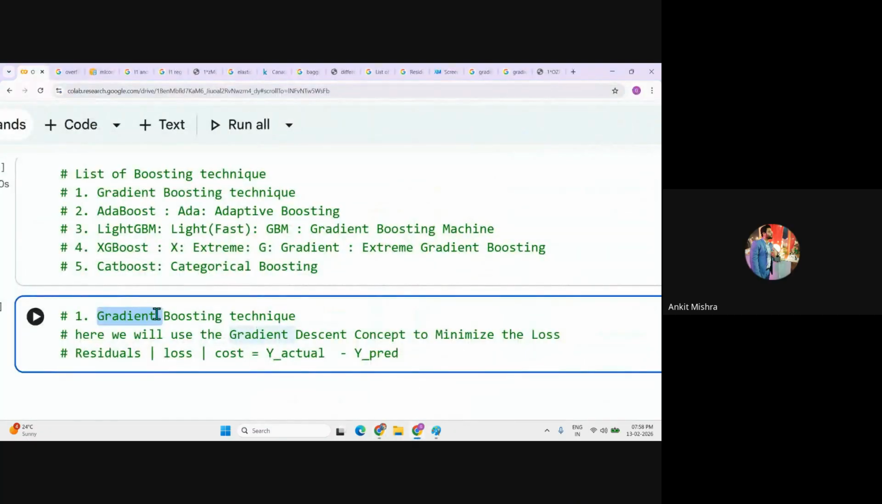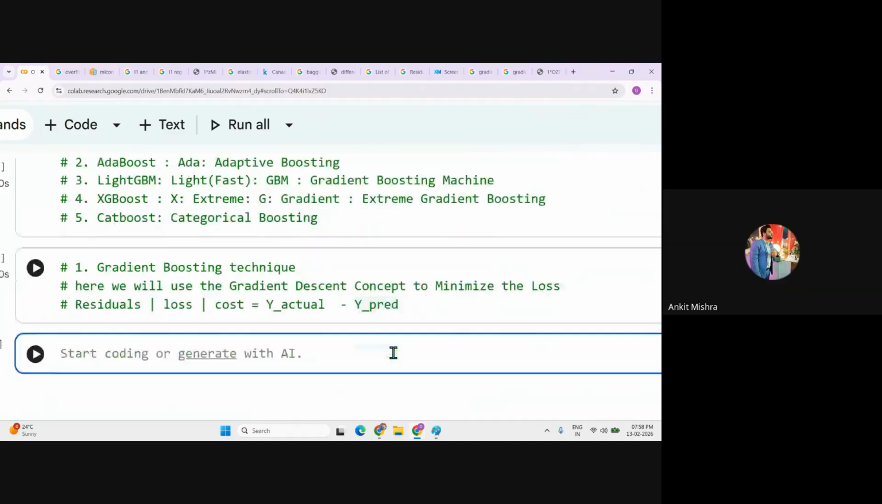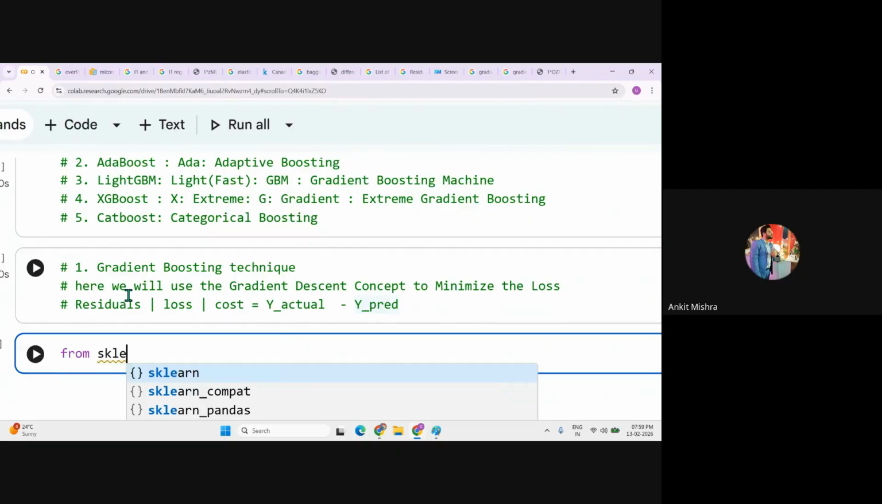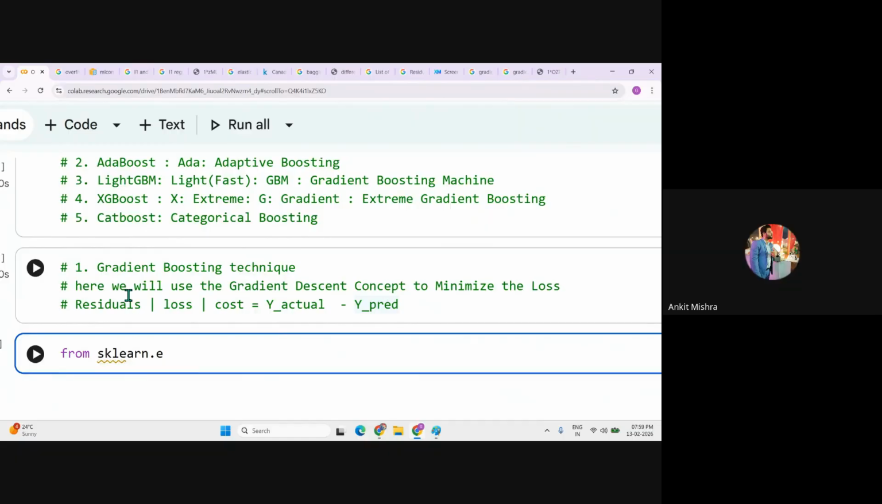In the gradient descent technique, we generally try to minimize the loss, and we reiterate the model so that the loss is at the minimum level, right? So how to import this gradient descent? You know that all these are part of a boosting technique now. So you have to use the ensemble technique. So you can simply refer to this from sklearn.ensemble.